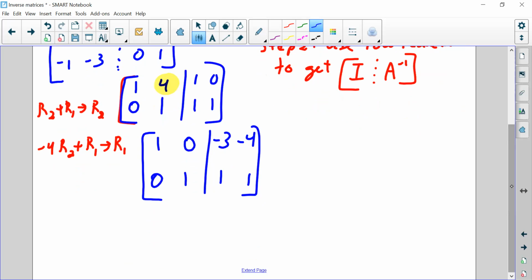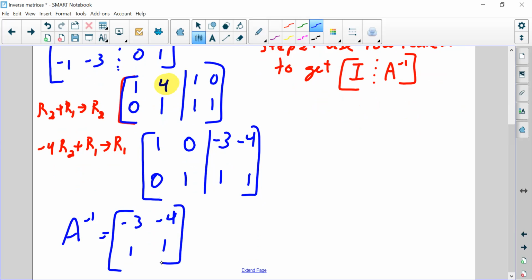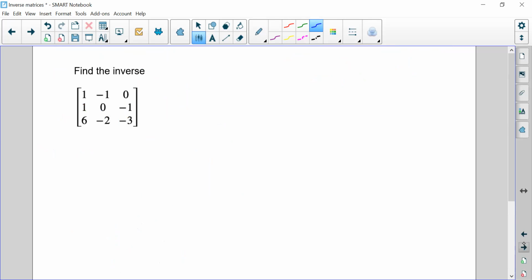And so what is the inverse of this matrix? -4, 1, 1. You got it. -3, -4, 1, and 1. That is our first technique. You can do this with 2x2s and 3x3s. I'll pause and see if you can find the inverse of this matrix.